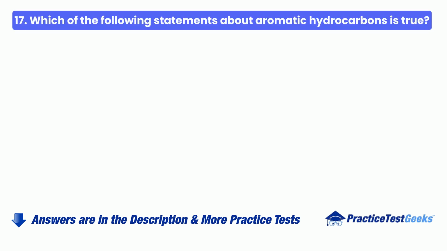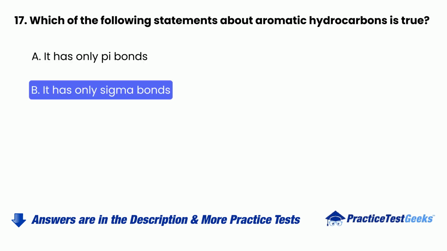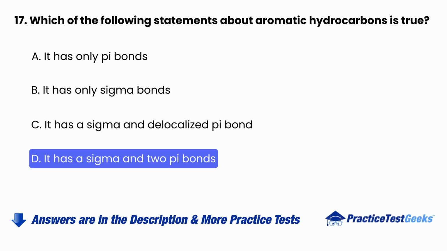17. Which of the following statements about aromatic hydrocarbons is true? A. It has only pi bonds. B. It has only sigma bonds. C. It has sigma and delocalized pi bonds. D. It has sigma and 2 pi bonds.